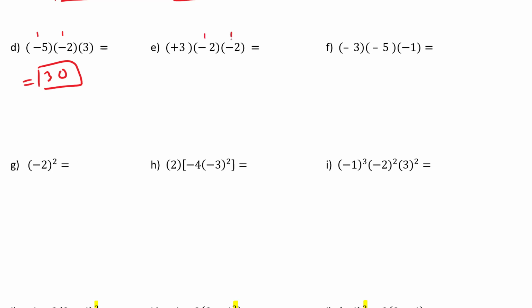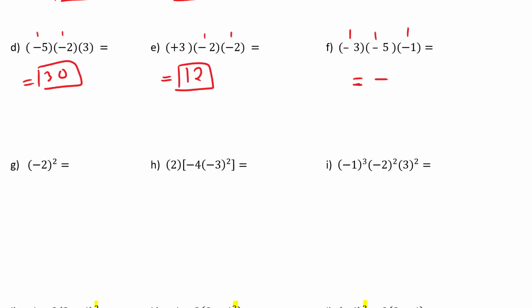Here, two negatives. Once again, it's going to be a positive answer. Positive 3 times minus 2 equals minus 6. Minus 6 times minus 2 is positive 12. Here, we have three negatives, an odd number of negatives. So in this situation, our answer is going to be a negative number.